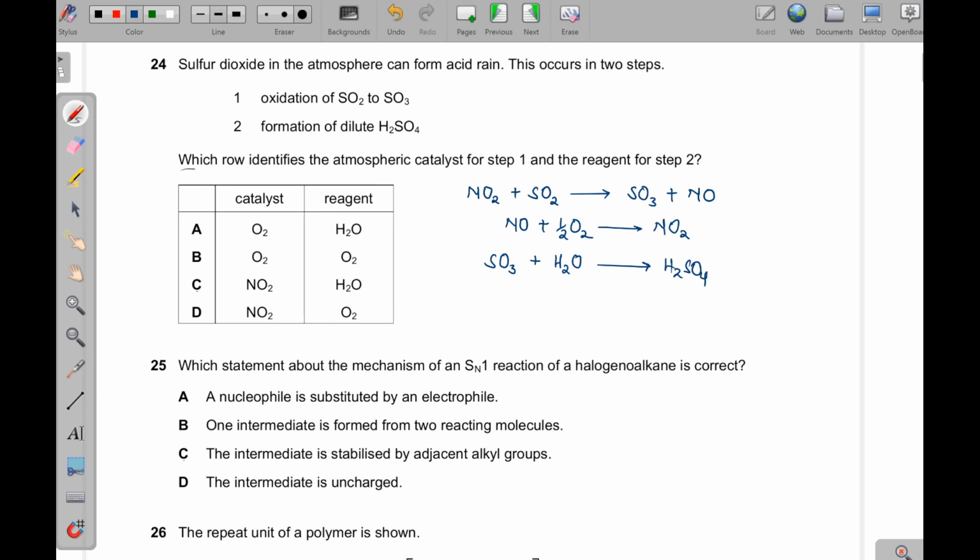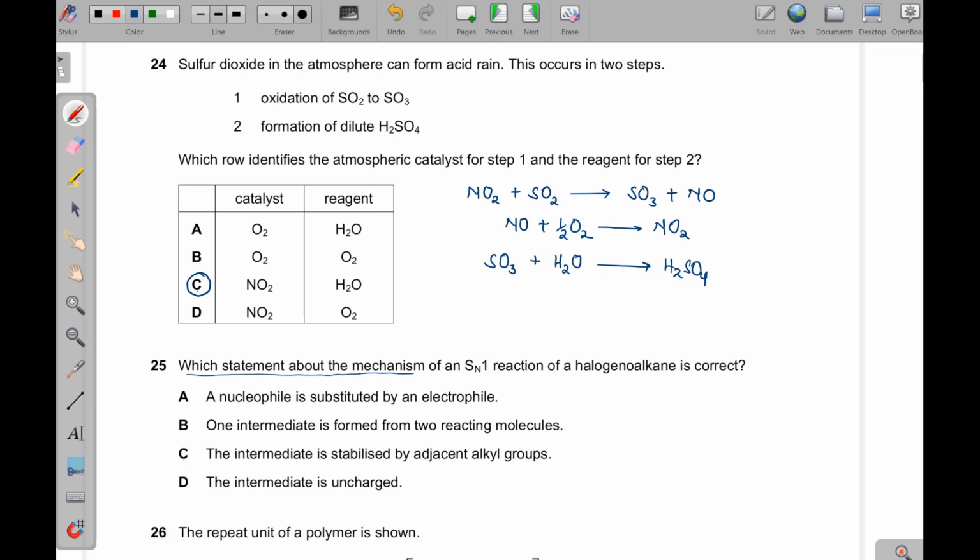So they are asking us to give a row that identifies the atmospheric catalyst for step 1, and that is nitrogen dioxide. So when you look around, it has to be nitrogen dioxide. Okay, and the reagent for step 2, we are seeing what? Water. So nitrogen dioxide and water, that means our answer is going to be C. Simple as that.